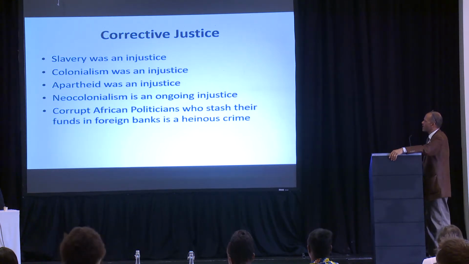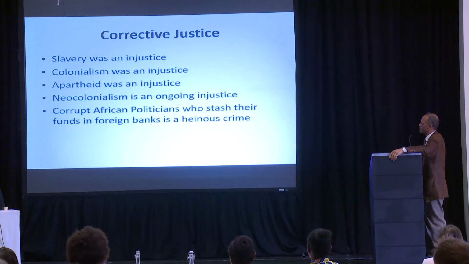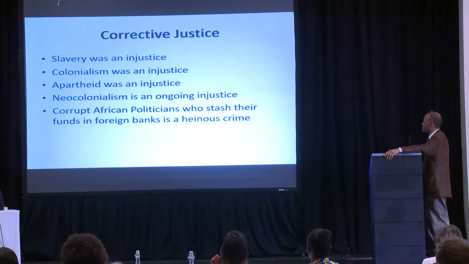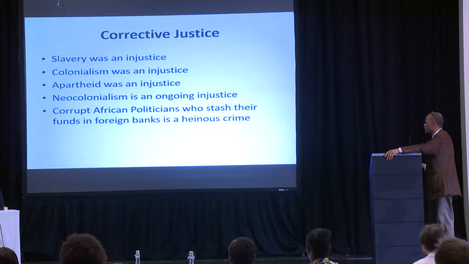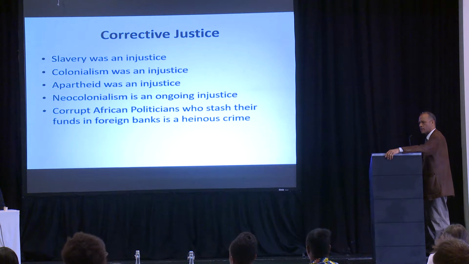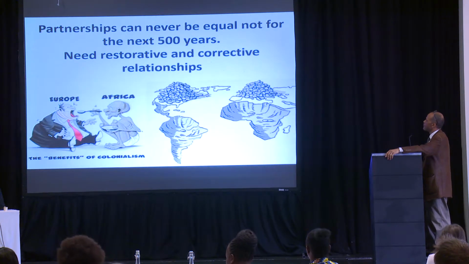So we need a corrective kind of justice. Slavery was an injustice. Colonialism was an injustice. Apartheid was an injustice. Neocolonialism is an ongoing injustice. And we're not innocent ourselves. Corrupt African politicians who stash their funds in foreign banks commit a heinous crime. So partnerships can never be equal, not for at least the next 500 years.